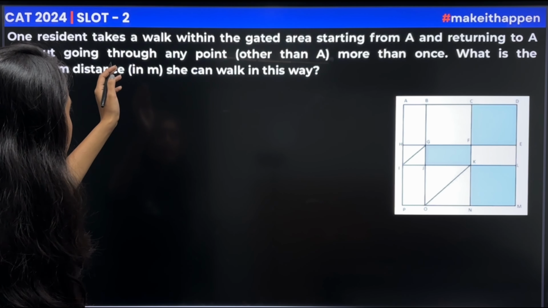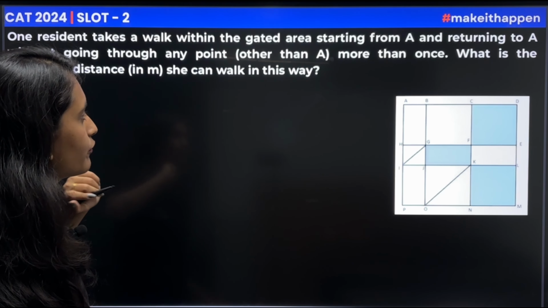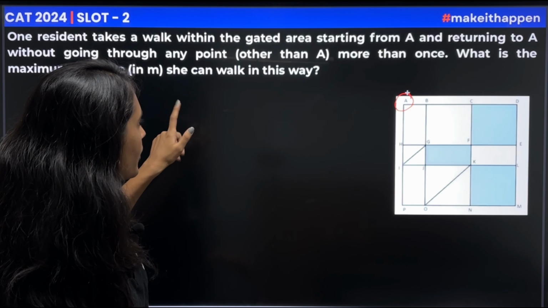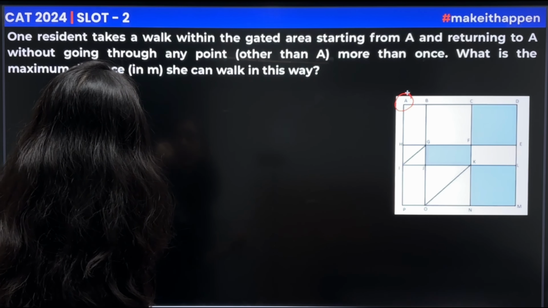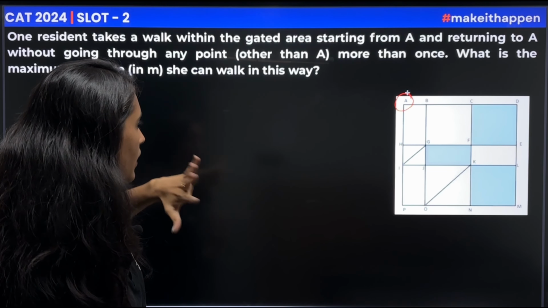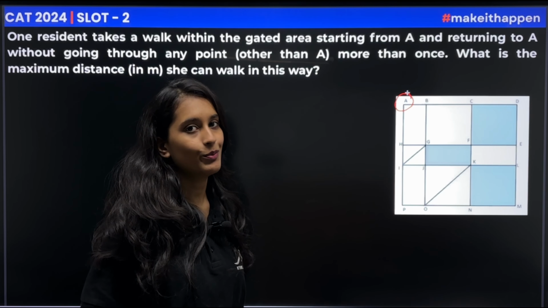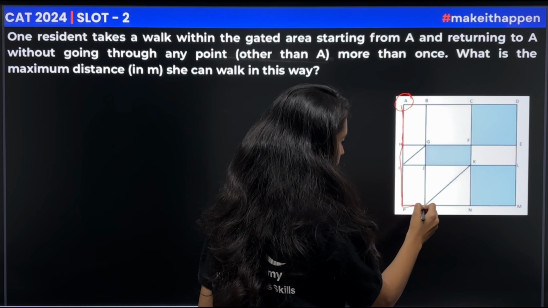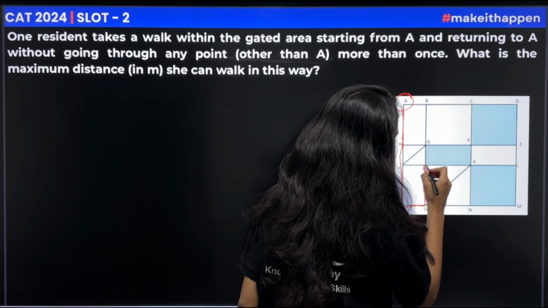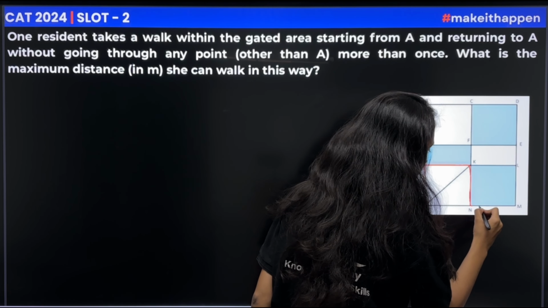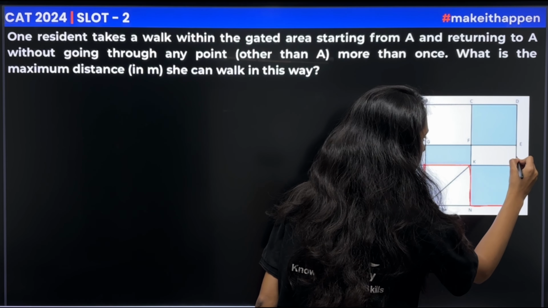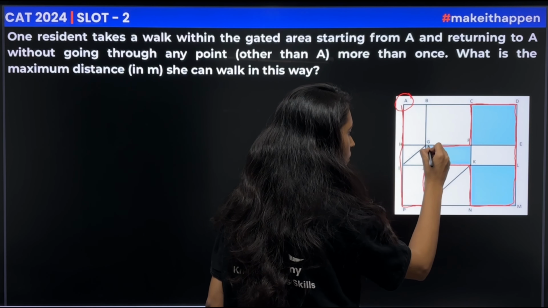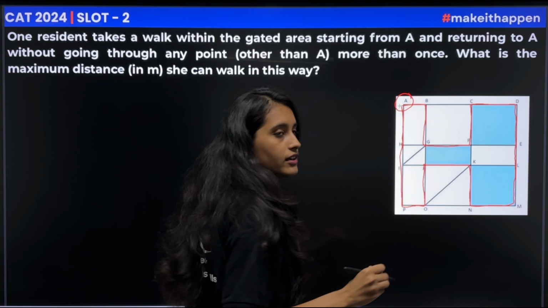One resident takes a walk within the gated area starting from A and returning to A, passing through any point other than A no more than once. What is the maximum distance she can walk in this way? Maximum distance, so we have to cover each and every point. She starts from A, moving, we are finding the path covering all the points. This can be the final path where she returns to A.